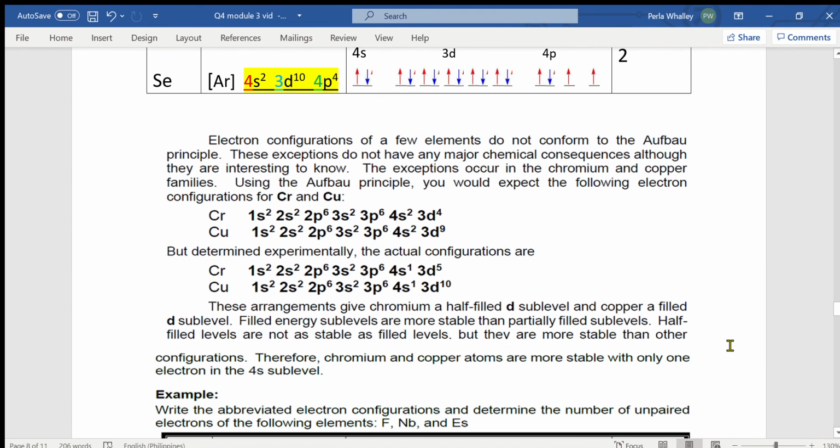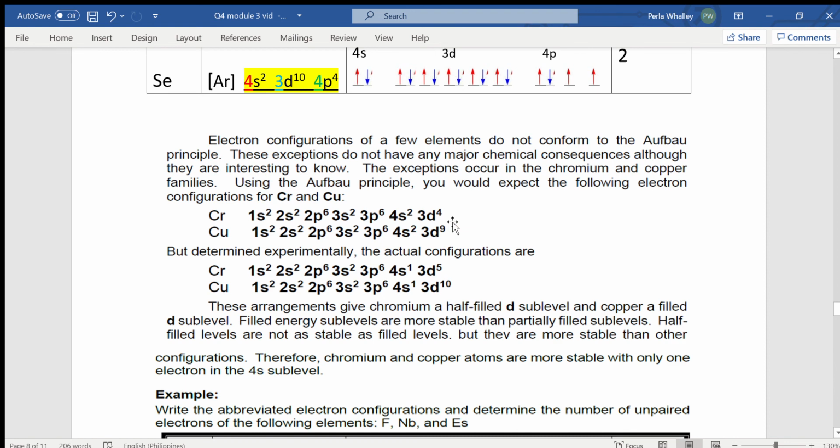Now, next, electron configurations of a few elements do not conform to the Aufbau principle. These exceptions do not have any major chemical consequences, although they are interesting to know. The exceptions occur in the chromium and copper families. Using the Aufbau principle, you would expect the following electron configuration for chromium and copper. So, the difference here, class, is here at the end.